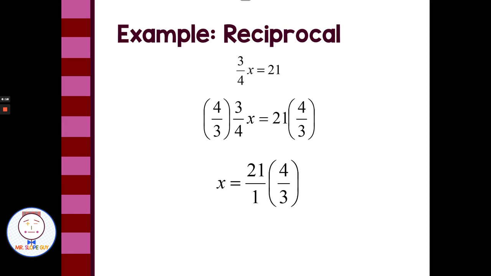Or I was taught to cancel before we multiply, so I look for common factors. Like 3 and 21 are both divisible by 3. 3 goes into 3 once. 3 goes into 21 7 times. 7 times 4 is 28. 1 times 1 is 1. And 28 over 1 is just 28. Either way will get you to 28, and both ways are acceptable.